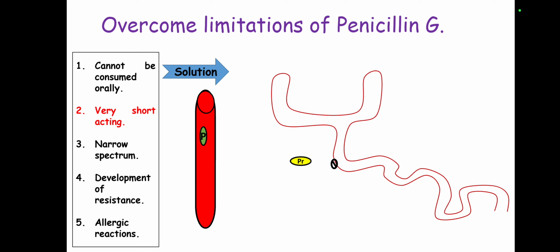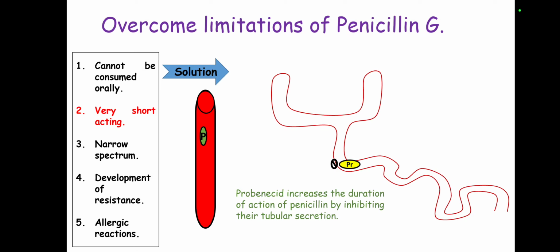Probenecid competes with penicillin for tubular secretion. So when both penicillin and probenecid are present, only one out of the two can undergo tubular secretion. Probenecid has higher affinity for the pumps, so obviously probenecid keeps on going out. So penicillin cannot go out, so it stays in the blood and keeps on acting for a long period of time. So you can say probenecid increases the duration of action of penicillin by inhibiting its tubular secretion. This is one method by which we can increase the duration of action of penicillin.